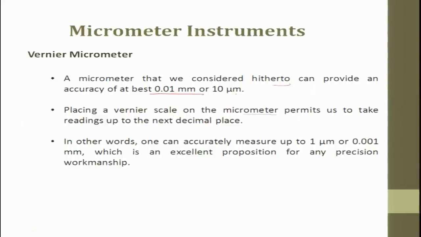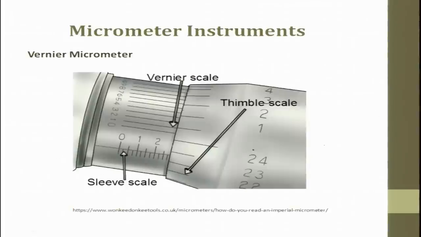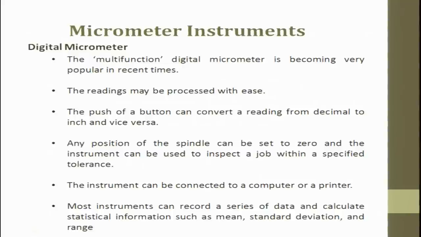Placing a vernier scale on the micrometer lets us take a reading to the next decimal place. So, here the vernier takes us to the next decimal place. You can accurately measure up to 1 micron using this vernier micrometer. So, this is the thimble scale, here are the graduations and here is the sleeve.